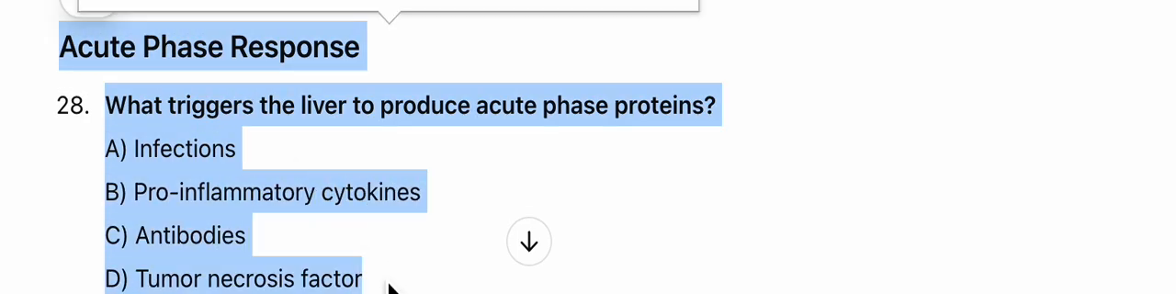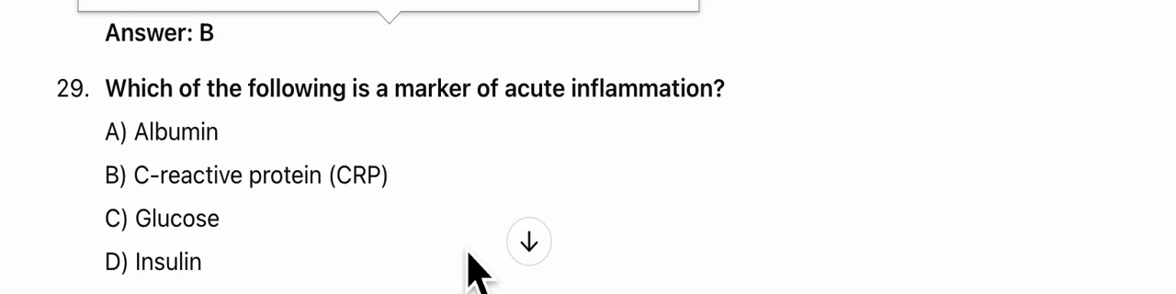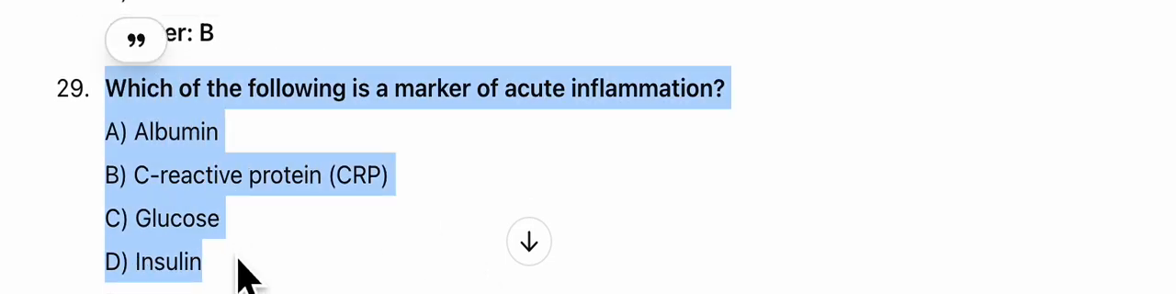Acute phase response. What triggers the liver to produce acute phase proteins? A. Infections. B. Pro-inflammatory cytokines. C. Antibodies.